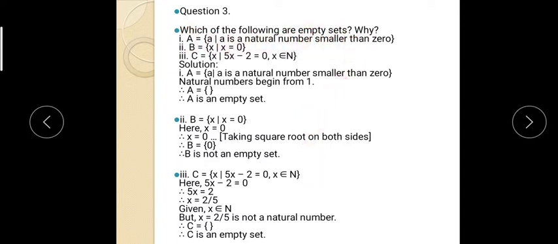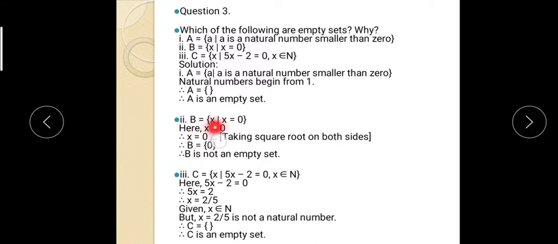Empty set means what? A set with no element in it is called an empty set. Now see, set A is a set of all a such that a is a natural number smaller than 0. Sometimes in the last two questions I used x, here I use a. No problem, you can use any. Natural numbers begin from 1. So smaller than 0, is any element there? No. Therefore A is an empty set. By the symbol phi also we can mention.